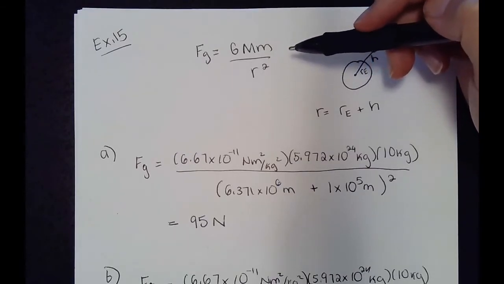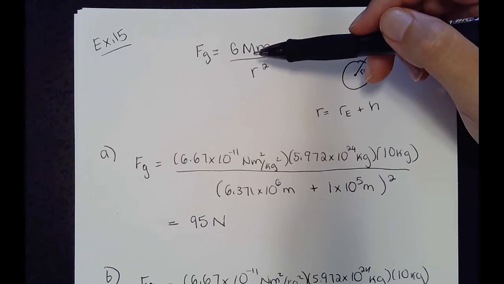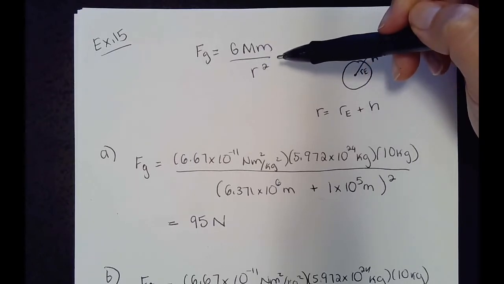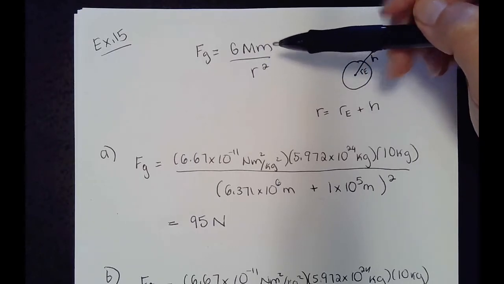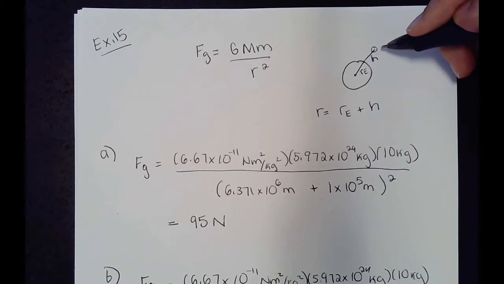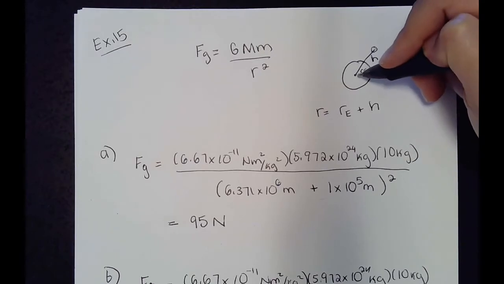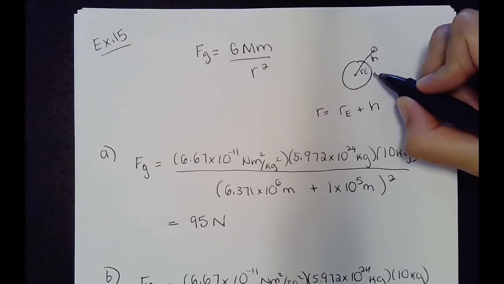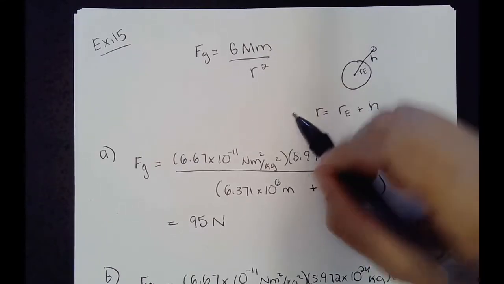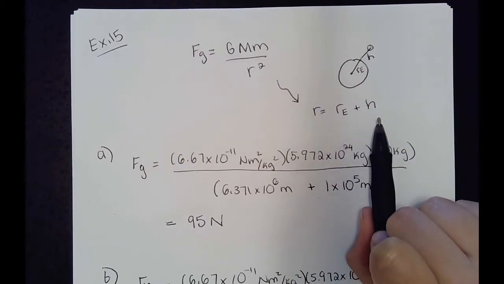Fg equals GMm over r squared, and I'll use the capital M to represent the mass of the Earth and the lowercase m as the object again. So this r in the formula is the center-to-center distance between the objects. So in this problem it looks something like this. The object is a height h above the Earth's surface, and then to get to the center of Earth we also have the radius of Earth. So r in this equation here is the radius of Earth plus the height above the Earth.